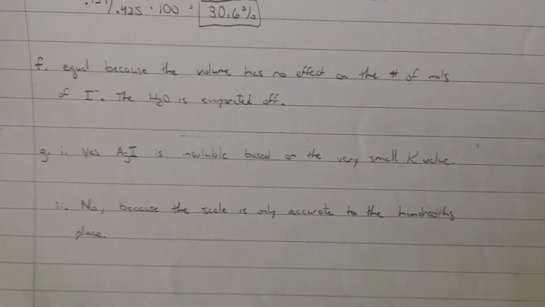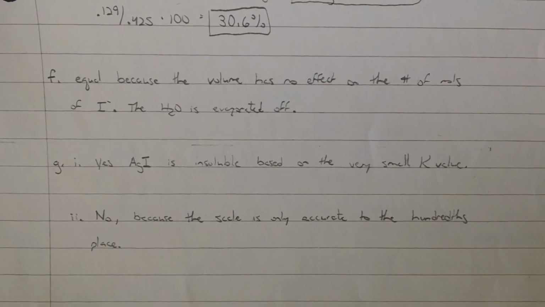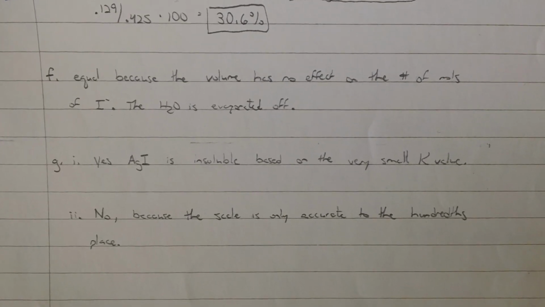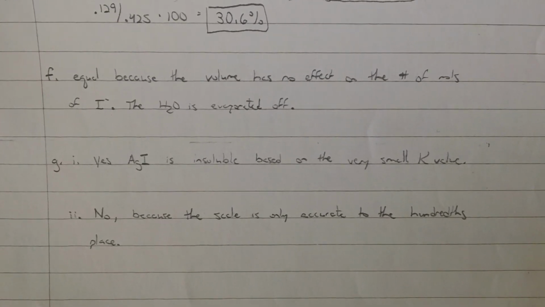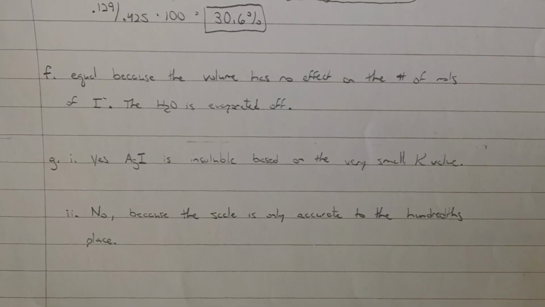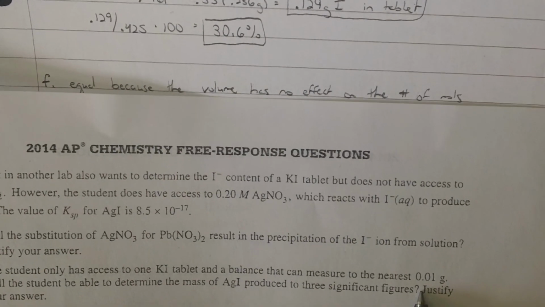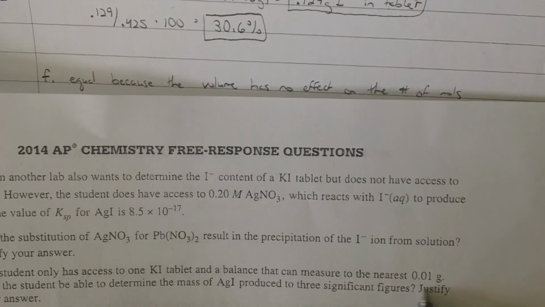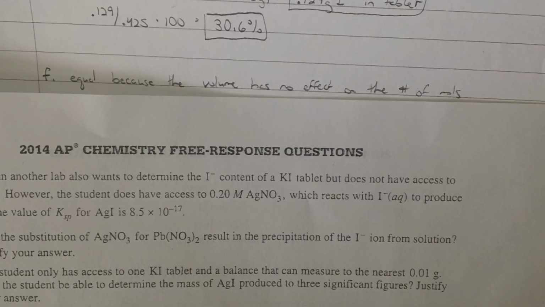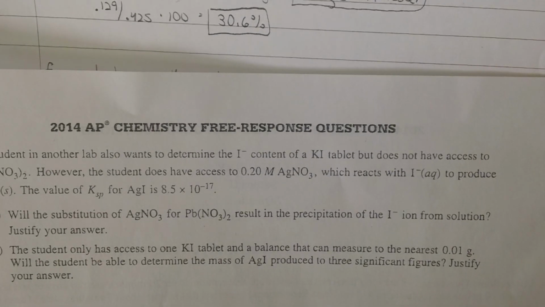And then part G says the student only has access to 1 potassium iodide tablet and a balance that can measure to the nearest 0.01. Will the student be able to determine the mass of AgI produced to 3 significant figures? And the answer is no. If the scale only goes to the hundredths place, we can't have an answer to the thousandths place. That's as obvious an answer as you can get.